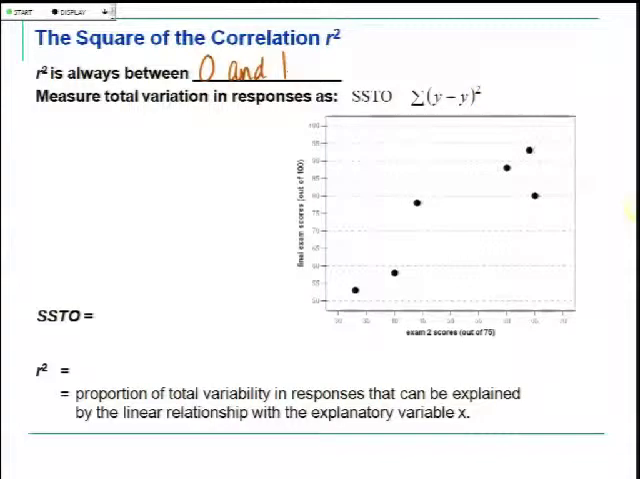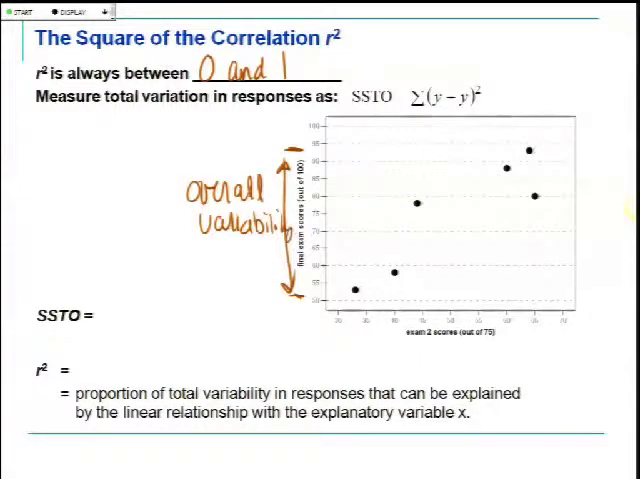And if you look at just the final exam scores, they varied quite a bit, didn't they? All the way from down here, we had final exam scores in the 50s all the way up to the 90s. So the overall variability in just the response is quite a bit. So this overall spread or variability is the overall variability in the response in Y.